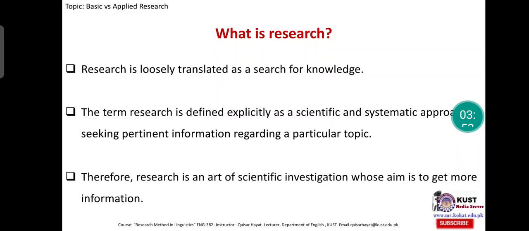Another point on the topic is that research is an art of scientific investigation whose aim is to get more information. Yes, we get a lot of information today. We are in a better position as compared to our forefathers. New discoveries have been made. This is the age of the internet. The world has become a global village, but still there are some fields that need to be discovered, owned, and investigated.